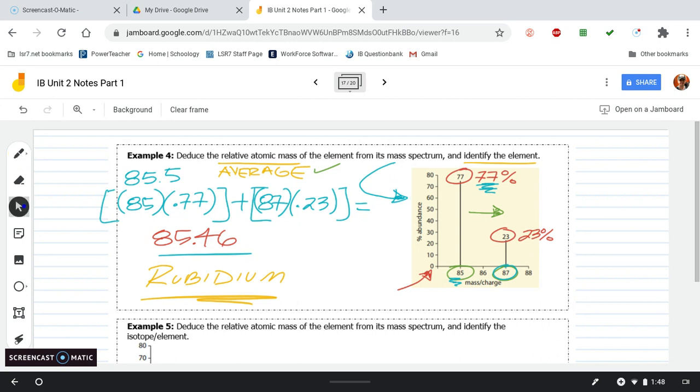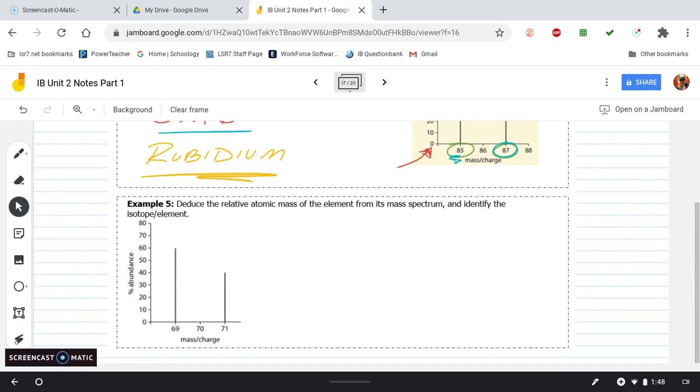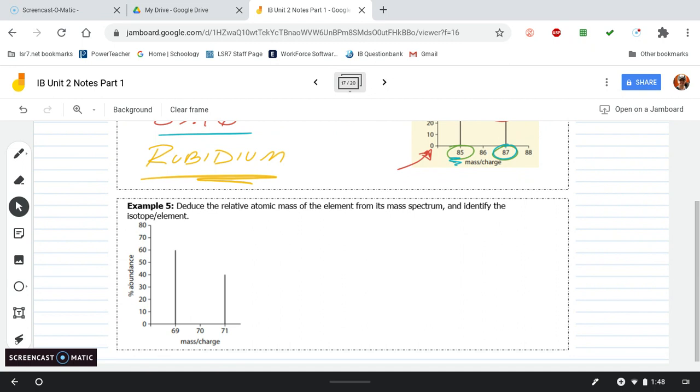Let's take a look at this one down here. Why don't you try that one on your own? You do get percents, so you can do the math if you want, but you should also try it without the math and see how you do.